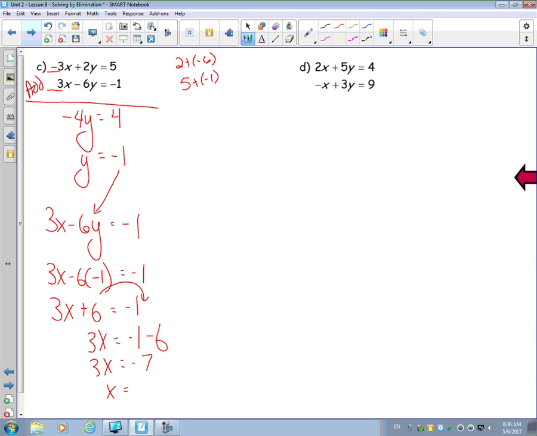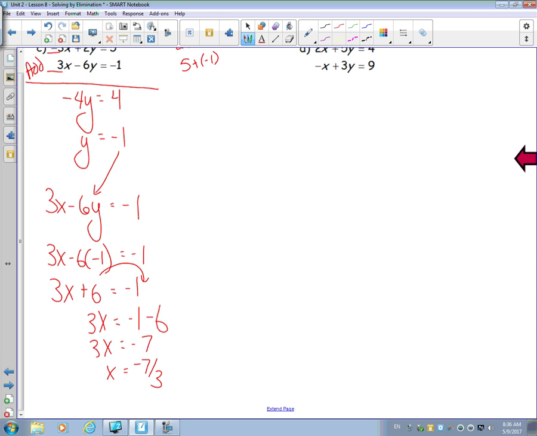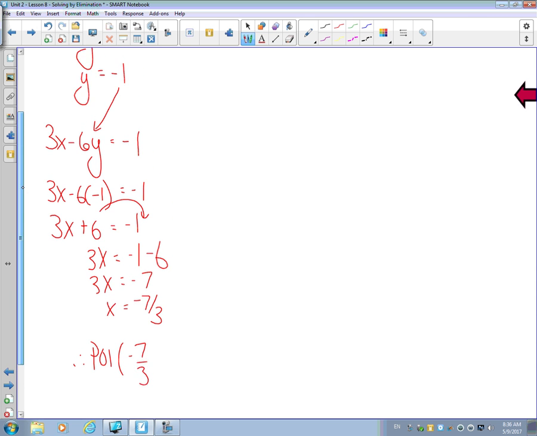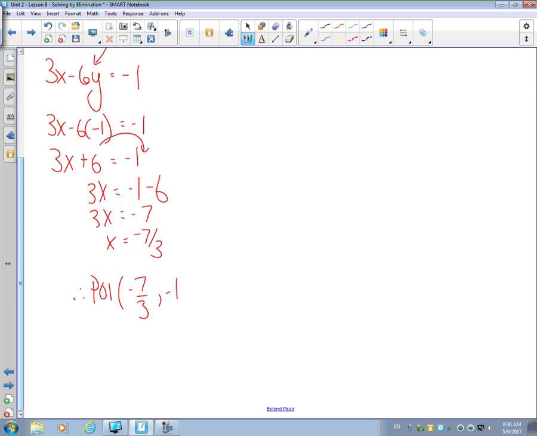Ooh, that doesn't divide nicely this time. Not even a nice decimal. So I'm going to leave it as a fraction. Negative 7/3. There's nothing wrong with fractions. I don't need it to do anything. It's just part of my answer. So my POI is negative 7/3 for x. And y, from way back up top, was negative 1. Make sure again, in the right order, okay? X, then y.